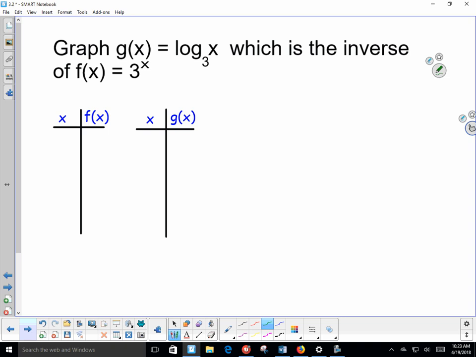All right, so this one I'm going to let you do on your own. The quick recap here is I would probably do -2, -1, 0, 1, and 2. You're going to plug those into your 3 to the x function. So what's that going to be?